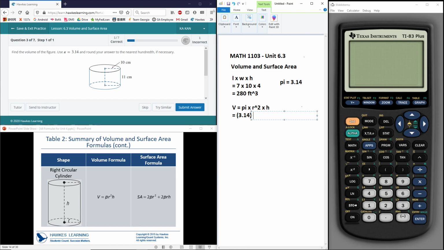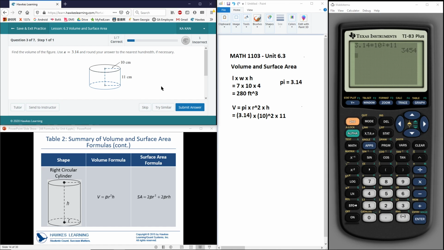And then multiplied by the radius, in this case 10 centimeters, 10 squared, and then multiplied by the height, which is 11. I'm just going to make it easier by using a calculator here. On the right, if you want a copy of this, just let me know. It's one you can use on your computer. 3.14 times 10 squared times 11 equals 3454.